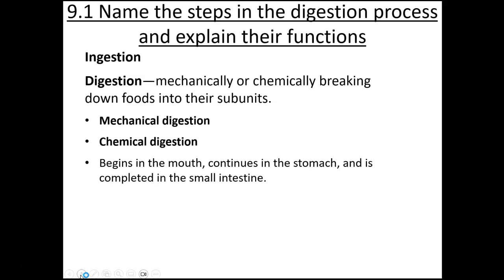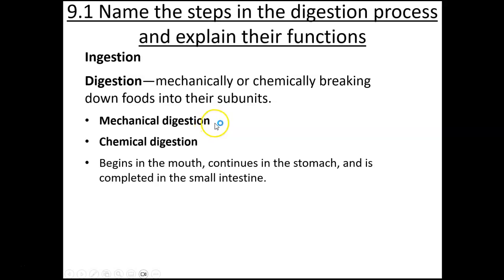What is the digestive system involved in? It's involved in ingestion, the process of taking food into the body. And then once it gets into the body, we've got to digest it. Digestion is breaking the food down into its subunits, and this can happen through mechanical actions or chemical actions. So digestion is mechanically or chemically breaking down food into subunits.